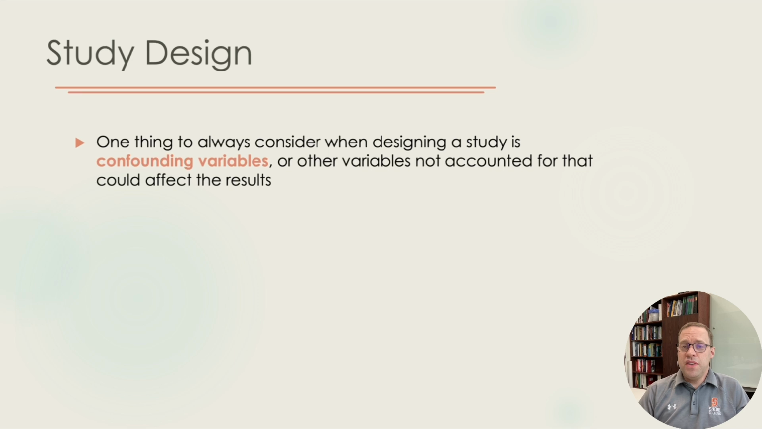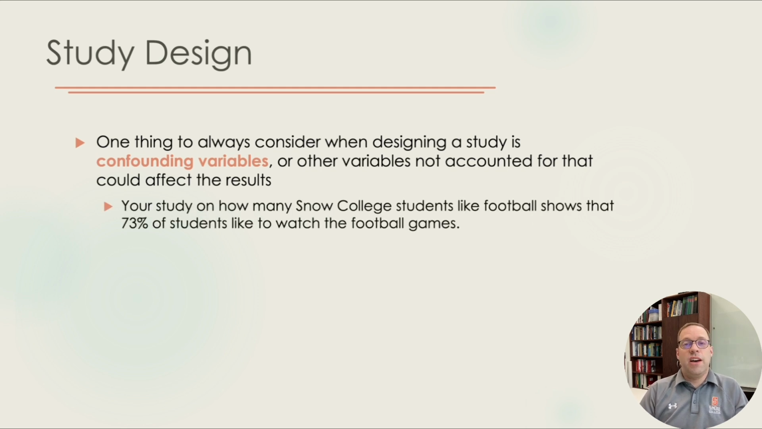Another might be the time of year. During the school year, you're going to have a lot more traffic in that area. In the summer, you're going to have a lot less traffic. How will that affect everything? So confounding variables are just other variables that could affect the results if we don't account for them.